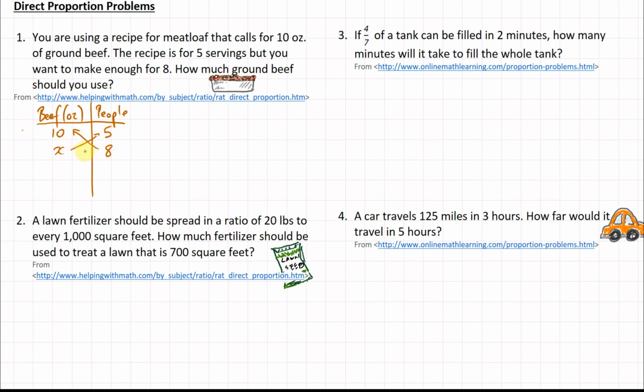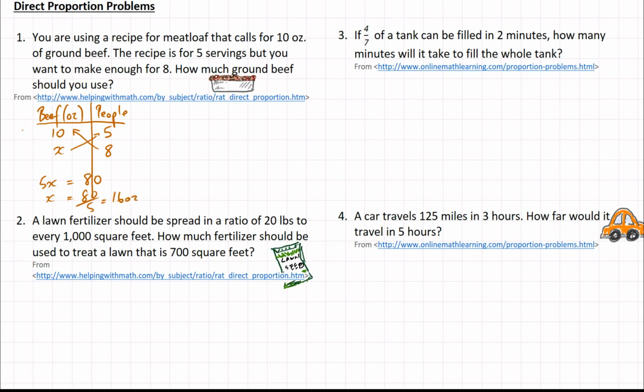So we just do this quick multiplication here. So 5 times x is 5x, 8 times 10 is 80. So we can see that x is equal to 80 divided by 5, which is 16 ounces.